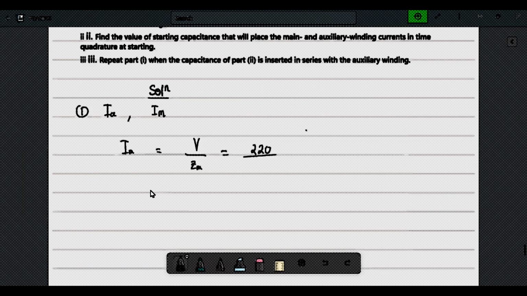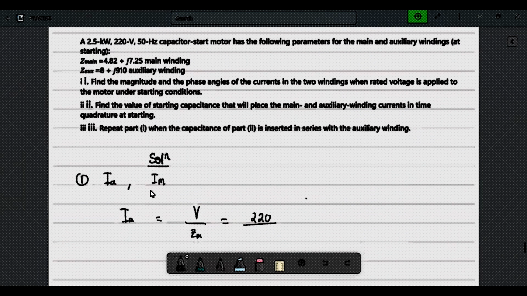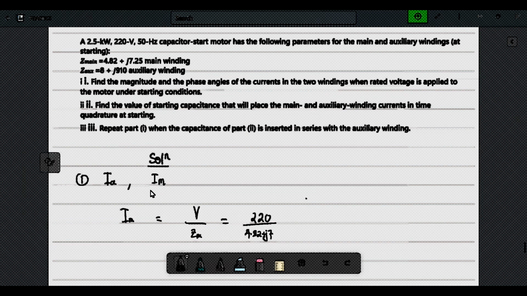And then the Z main is given as 4.82 plus j7.25. Sorry, I repeat, the Z main is 4.82, and then the reactive part is 7.25. So let's divide the two.